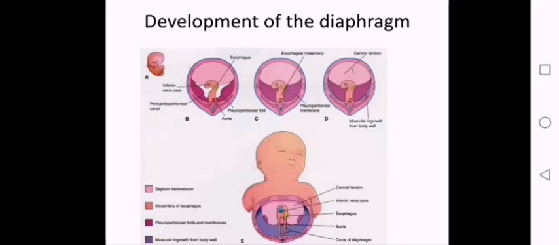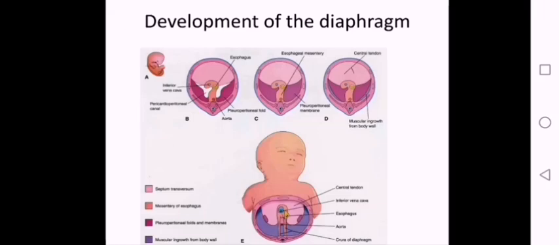During the early development, a large part of the liver is embedded into the septum transversum. So we have the peritoneal folds attached to the diaphragm because the liver is embedded into the septum transversum during the embryonic life.